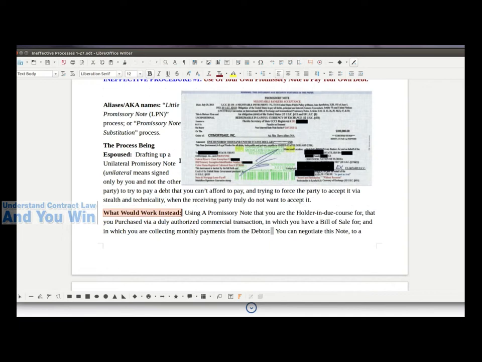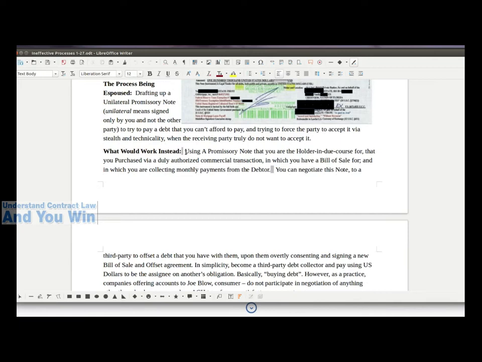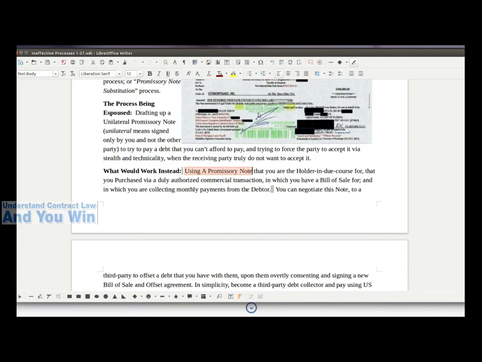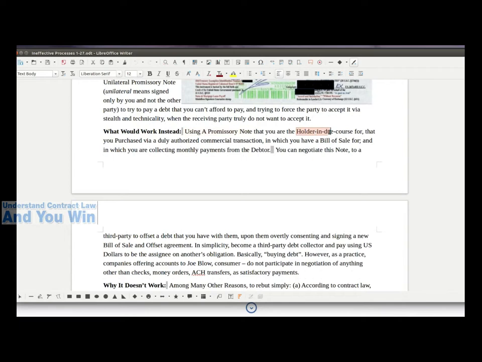Okay, well, let's read what we wrote here. What would work is using a promissory note, a promise to pay, expressed in writing, and signed and dated, etc., that you are the holder in due course for, that you purchased via a duly authorized commercial transaction in which you have a bill of sale, and which you are collecting monthly payments from the debtor.